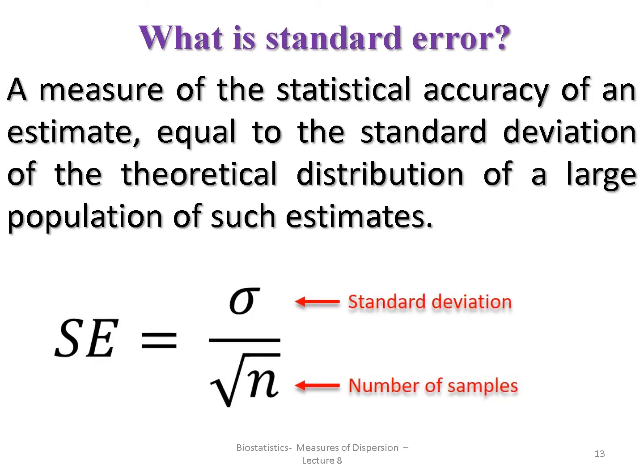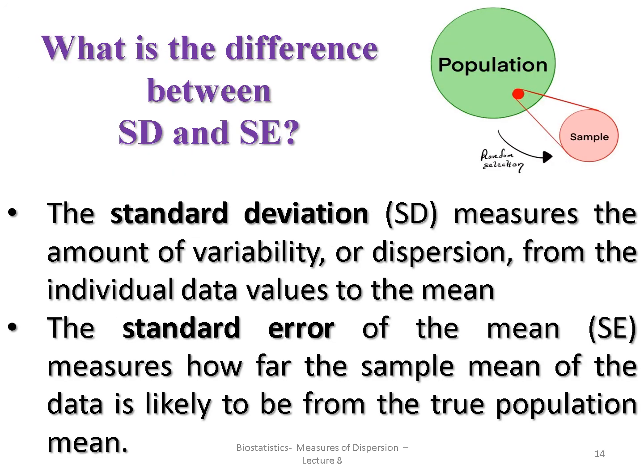Then we should know what is standard error. This is the measure of the statistical accuracy of an estimate, equal to the standard deviation of the theoretical distribution of a large population of such estimates. Standard error can be found by this formula: standard deviation divided by the square root of the total number of samples. That is how you get the standard error.